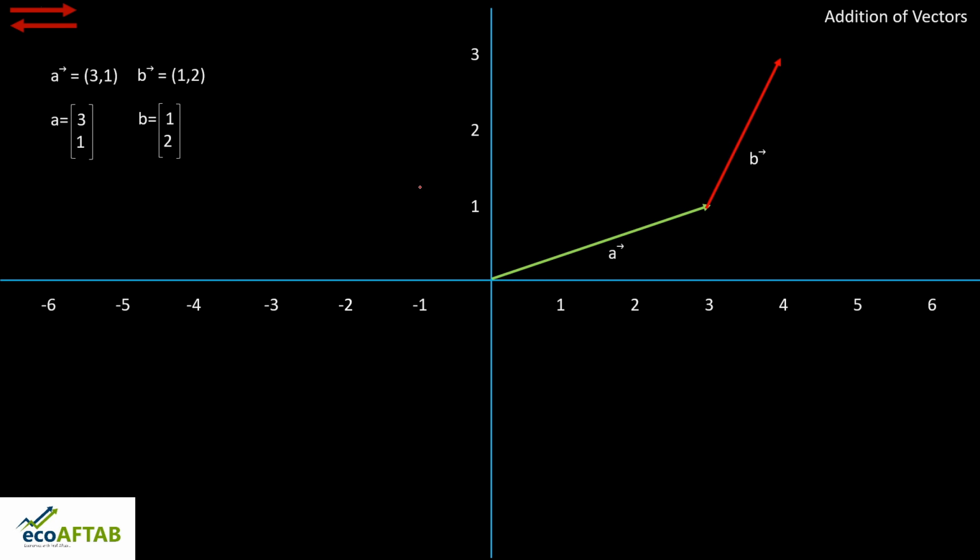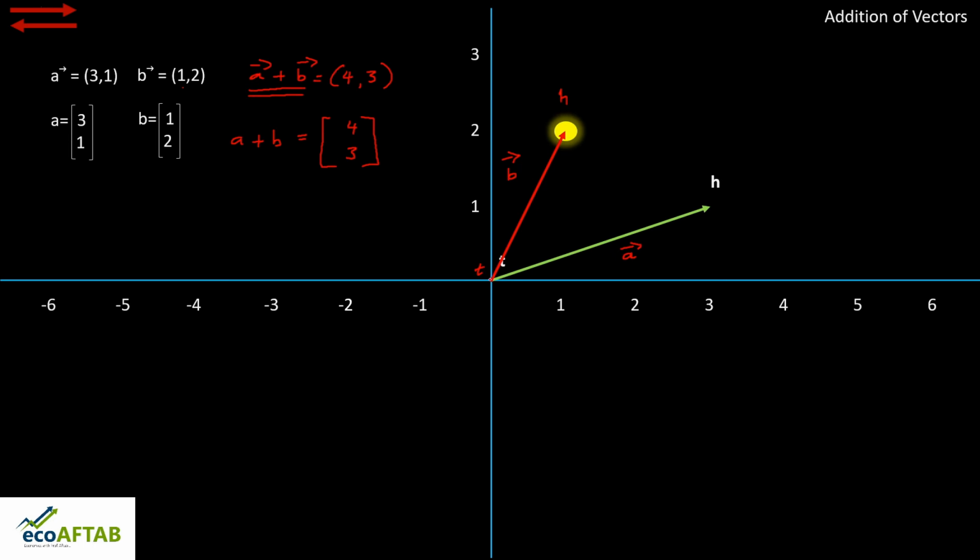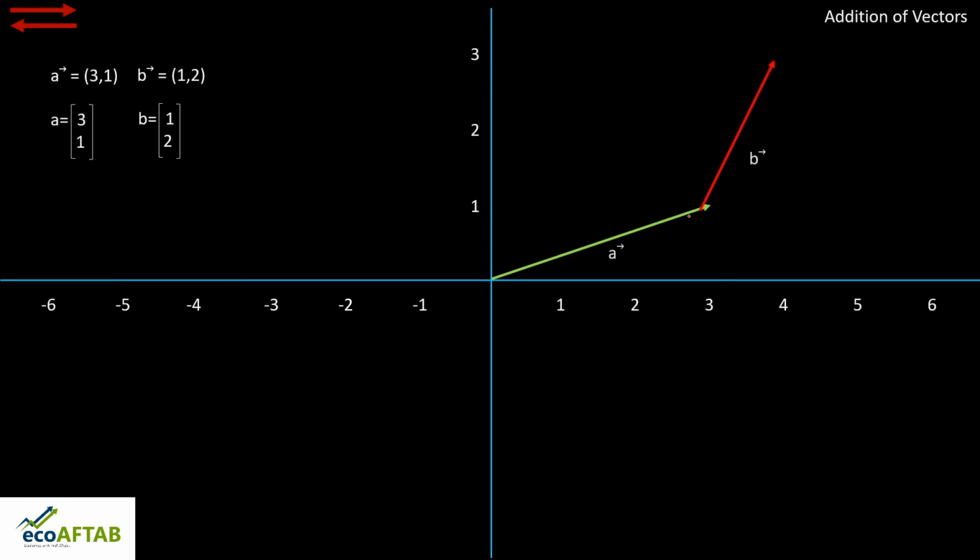So friends, you can see what I am doing. I am just shifting the B vector's tail and touching it to the A vector's head. So this shift is giving us a new vector, and what is the new vector? You can see the pink line that is going from the origin to the head of the B vector.